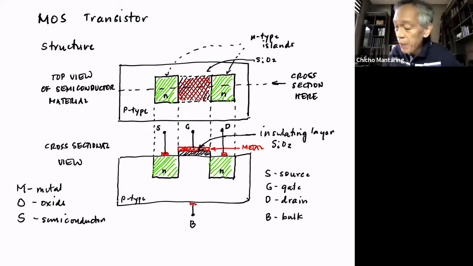Later on, when you study capacitance, you're going to recognize this as the structure of a capacitor, where this is the top plate of your capacitor and the semiconductor is the bottom plate. But that's going to come later on in your other courses. Okay, so this is your MOS transistor. So how does it work?